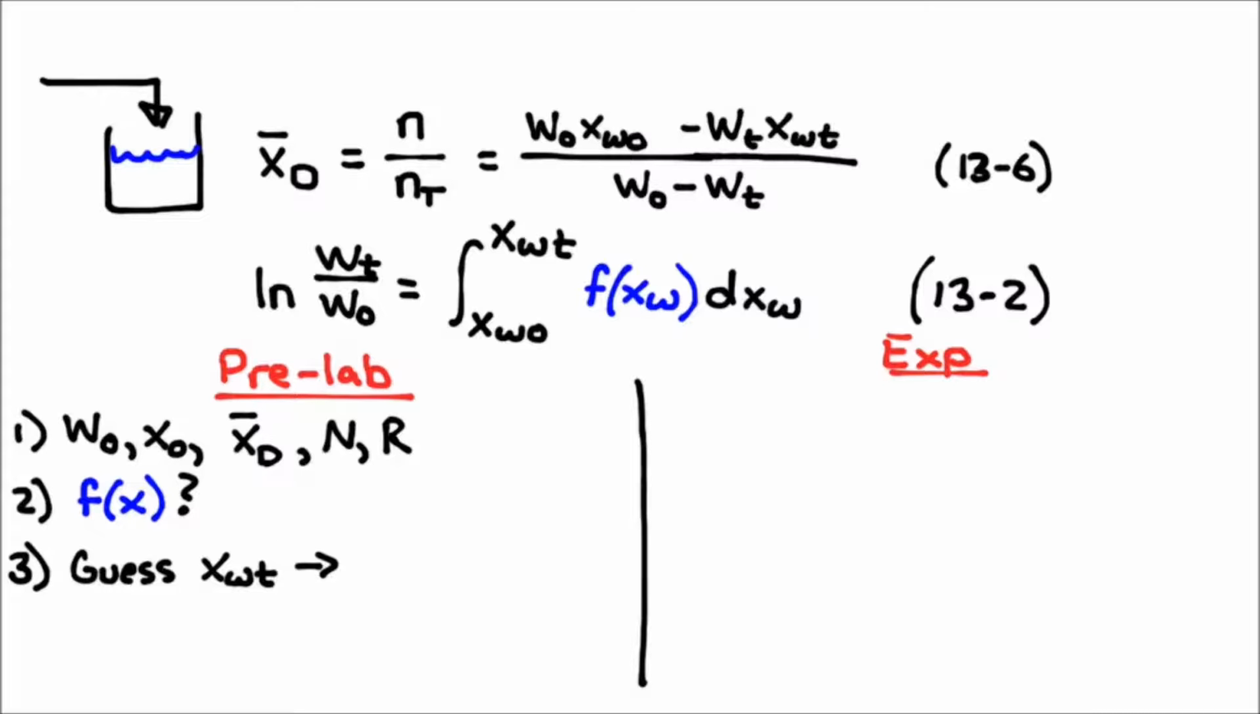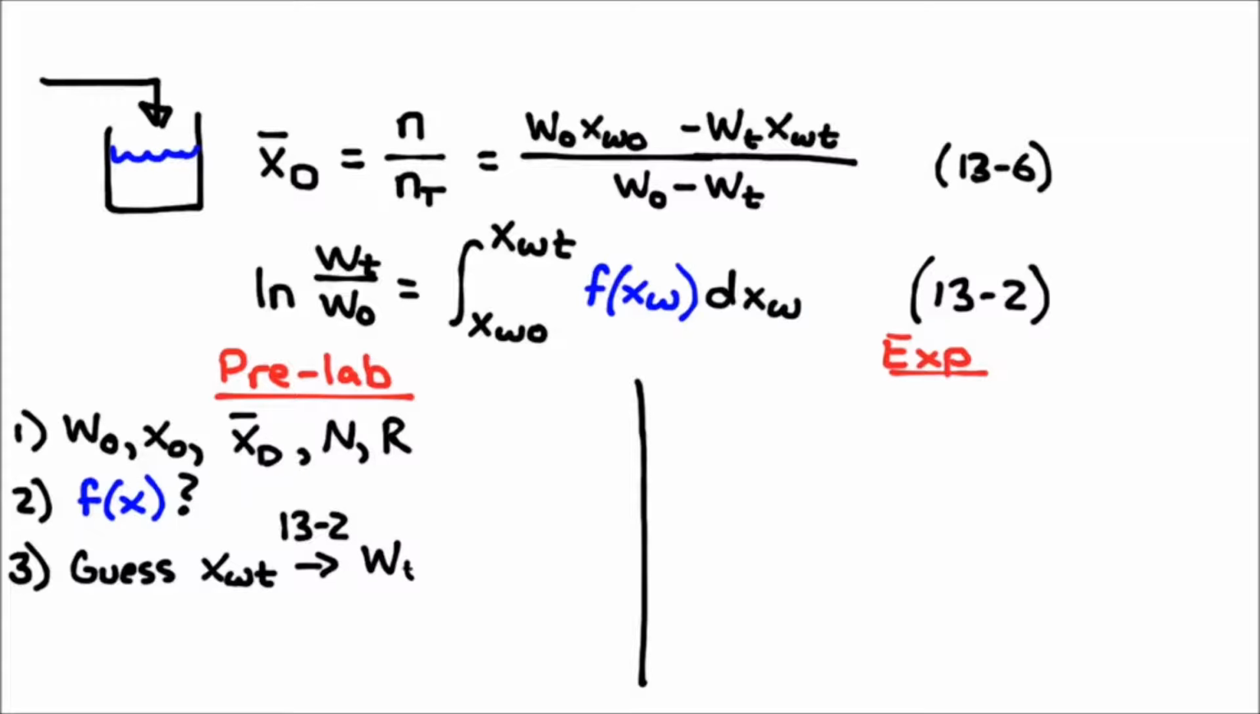Using 13-2, the Rayleigh integral, we now know the limits of our integral. We know xw naught because that was given to us here. We also know xwt because we just guessed that. Presumably we had some way to determine what f of xw is. We'll get to that in a minute. Therefore, we can completely evaluate the right-hand side. It will just be a number. We also know w naught, and therefore we can solve for wt. So that's what we're going to use the Rayleigh equation for. So once we guess our xwt, we will use the Rayleigh equation 13-2 to find out what wt is.